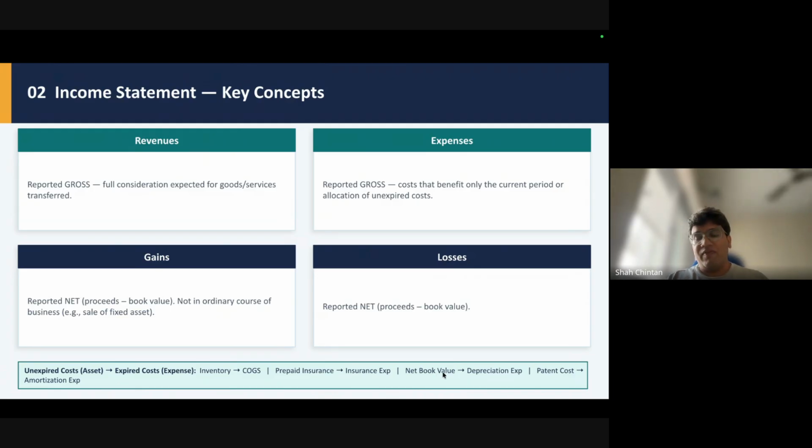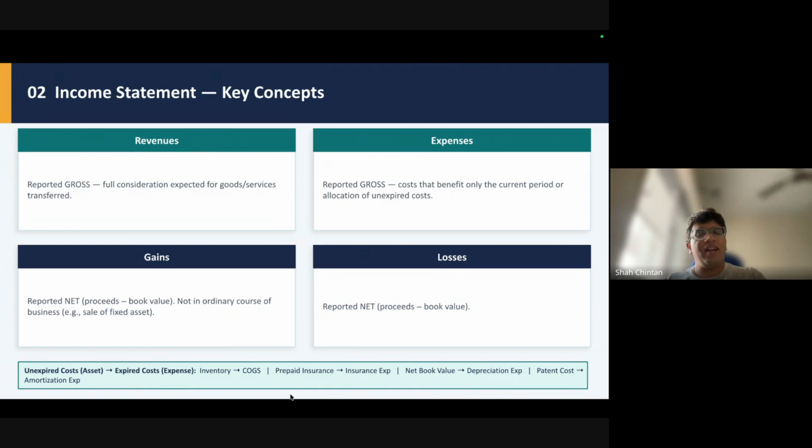Or let's say fixed assets. So you recognize a fixed asset today, it is unexpired cost, it's an asset. Whenever you record a depreciation, it is called expired cost, it is an expense. So if you see the first items on the left hand side, inventory, prepaid or net book value or intangible asset, they are the assets. They are recorded in the balance sheet. It is called unexpired cost.